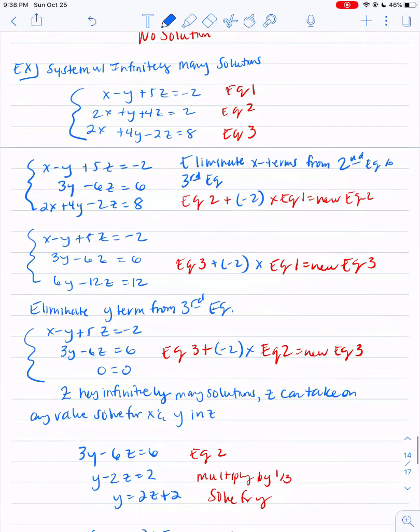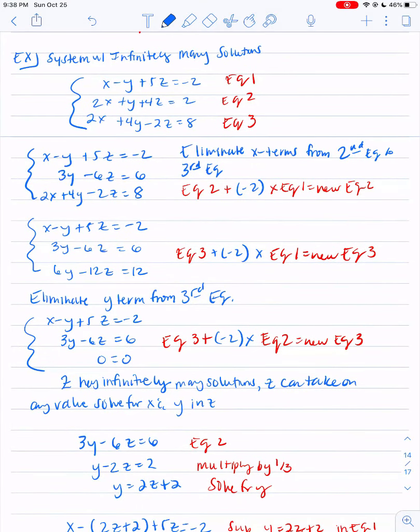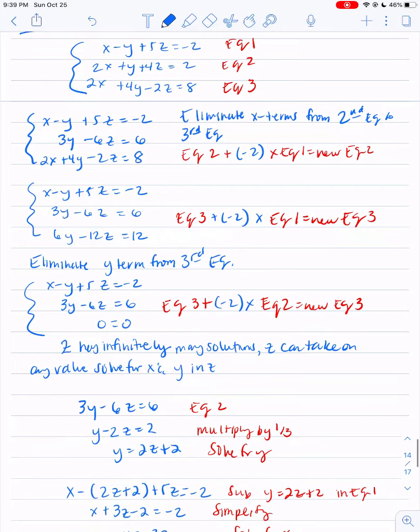Okay. And then a system with infinitely many solutions, I have x minus y plus 5z equals negative 2, 2x plus y plus 4z equals 2, and 2x plus 4y minus 2z equals 8. So I'm going to eliminate the x terms from the second equation and the third equation.